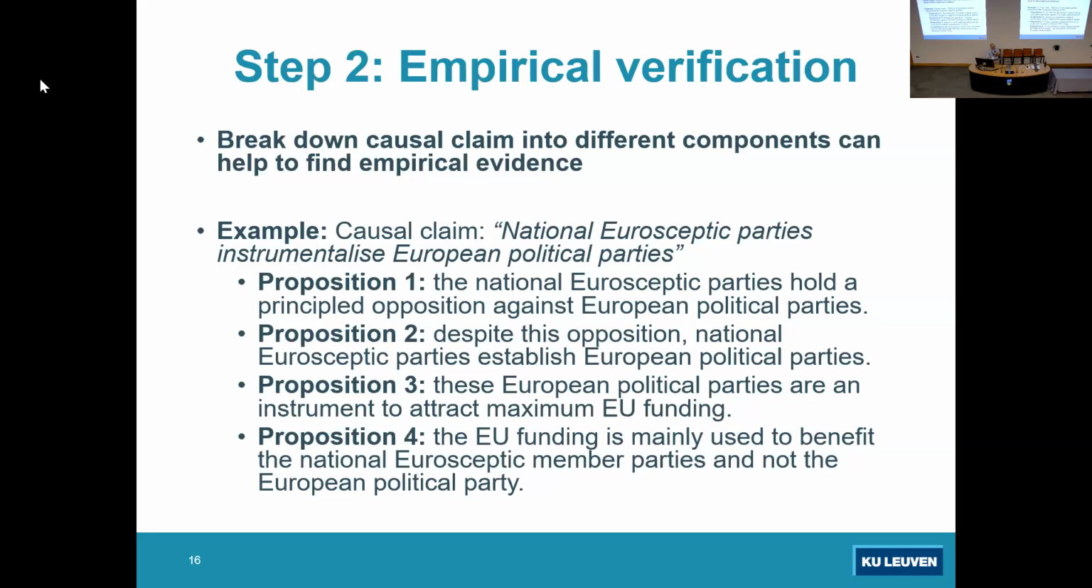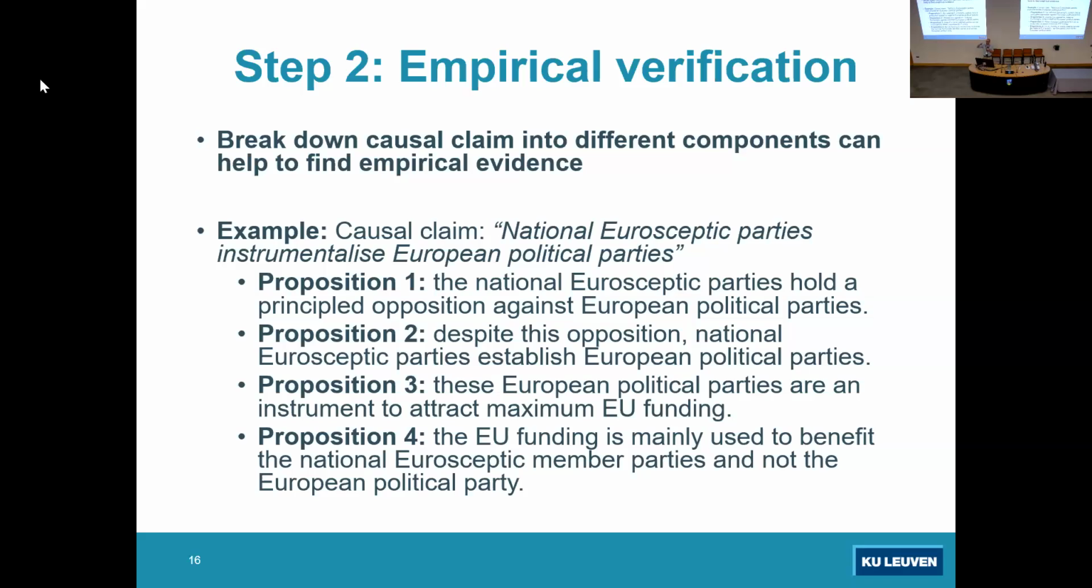What often helps is to break down your causal claim into different components that are easier to assess empirically than the claim itself. This is an example from research that I did myself. There is a particular box where I claim that national Eurosceptic parties have instrumentalized party organizations at the European level. That was my causal claim.